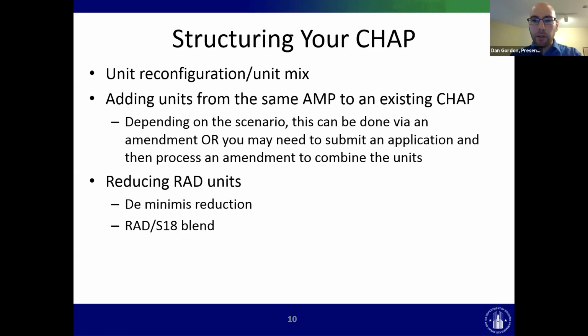Then we have a couple of other examples here. We have the de minimis reduction and the RAD Section 18 blend. So if you're going to be removing units from your CHAP to do one of these 2 things, then you'll also need to come to us for a CHAP amendment.